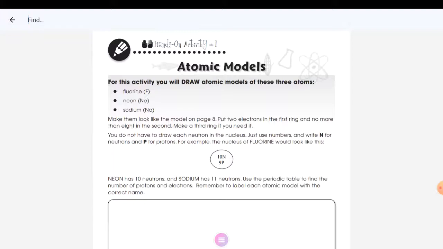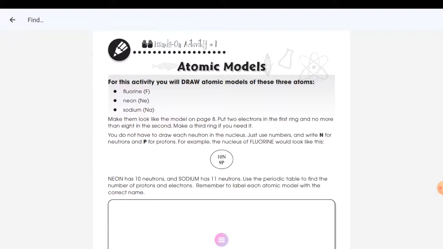Is anybody missing this Atoms vocabulary page? Everybody have it? Okay, so we're going to draw something that looks similar to the picture at the bottom of these atom notes, or similar to our notes from yesterday, or similar to the which atom is which. There's different ways to draw it. Put 2 electrons in the first ring and no more than 8 in the second ring. Make the third ring if you need it. You do not have to draw each neutron in the nucleus. Just use the numbers and write N for neutrons and P for protons.